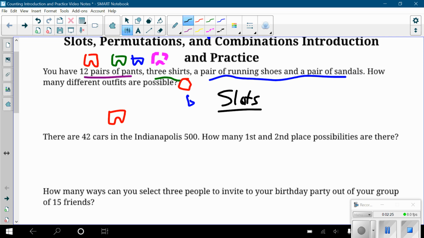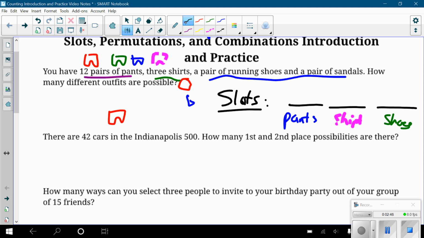For this technique, we're going to think about the fact that you're really making 3 different decisions in this problem. And I'm going to draw a slot for each different decision. So what's one thing you're picking? You're picking a pair of pants. What's another thing you're picking? You're picking a shirt. What's a third thing you're picking? You're picking a pair of shoes.